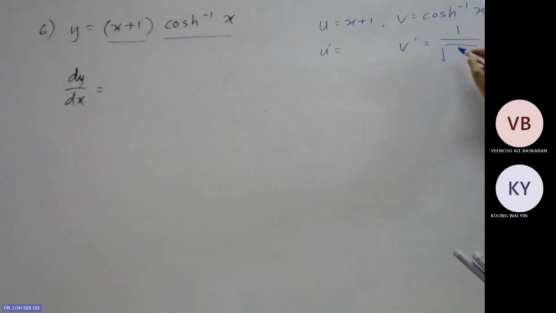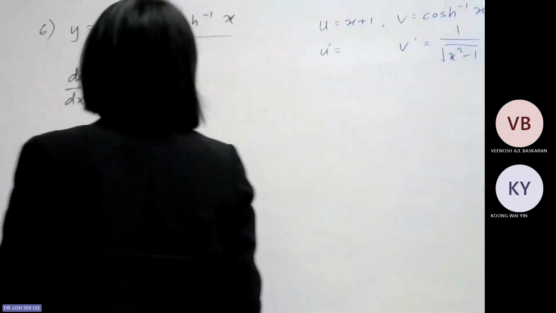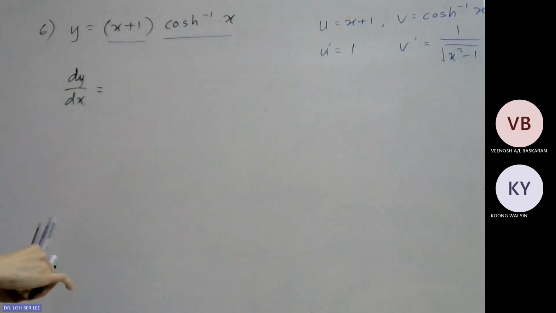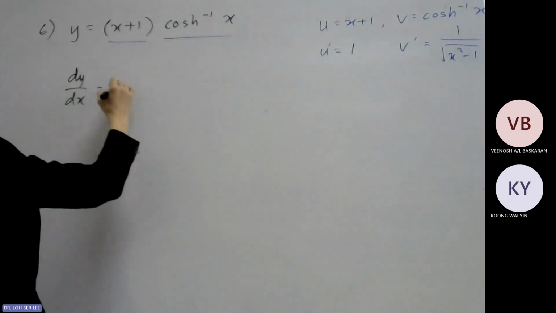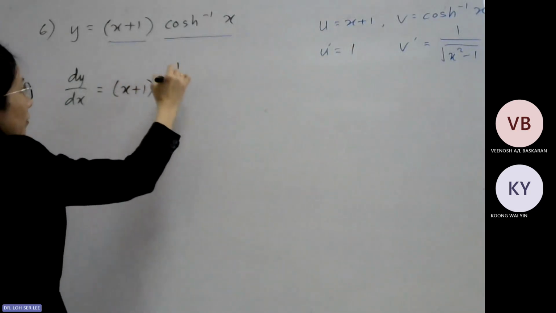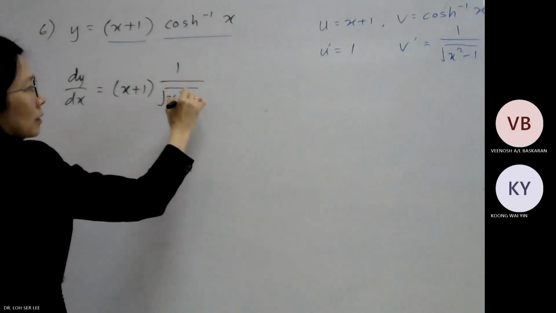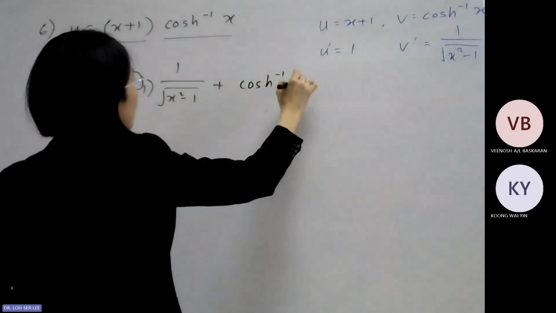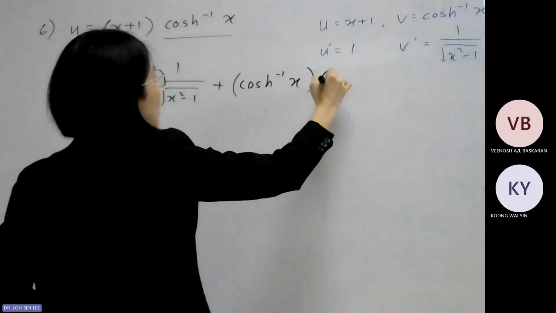1 times the square root of x squared minus 1. Okay. This is 1. Differentiate, plus copy, differentiate.